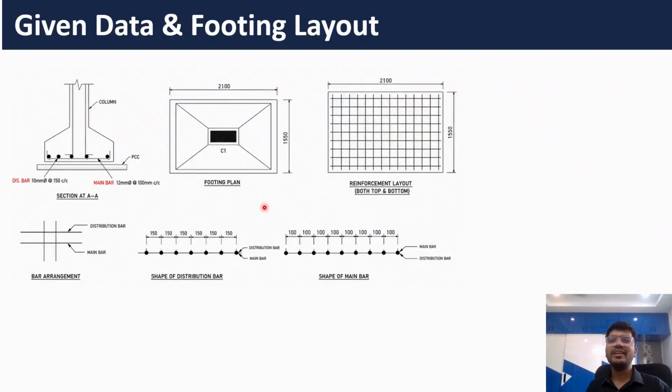So before jumping into the calculation, let us understand the footing layout first. From the layout, you can see that the length of the footing is 2100 and the width of the footing is 1550 mm. And the main bar diameter is 12 mm and these bars are spaced at 100 mm center to center spacing. And the diameter of the distribution bar is 10 mm and the spacing between these bars is 150 mm. So you can see here the distribution bars are placed at 150 mm center to center spacing and the main bars are placed at 100 mm center to center spacing.